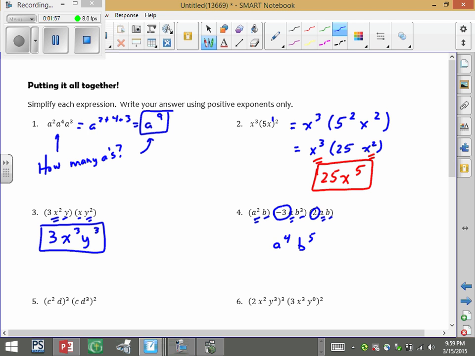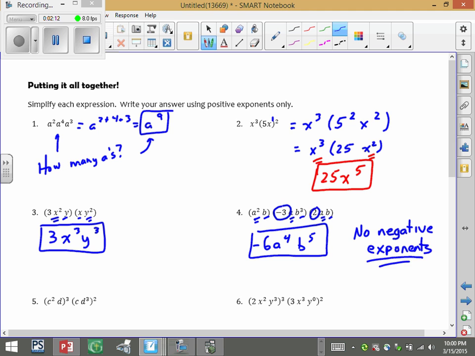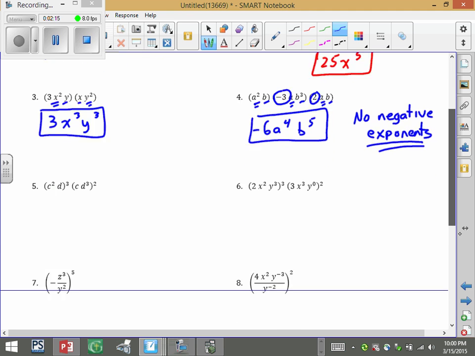And then come back, and any of the coefficients or any of the whole numbers, let's go ahead and multiply those. So negative 3 times 2 is negative 6. Now there is a negative here, but it's not a negative exponent. There's no negative exponents. It's okay to have a negative coefficient. There's no negative exponents, so we're okay. We're done with number 4.